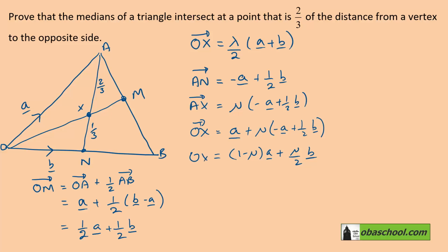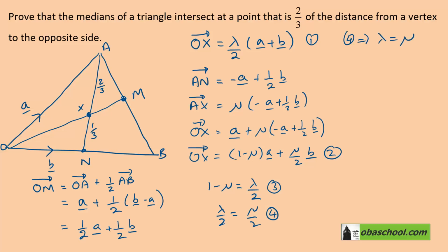Now the point is that both 1 and 2 are OX, so they must be equal. Now if we look at the A's, that tells me 1 minus mu is equal to lambda over 2. Let's call that equation 3. And if we look at the B's, we get lambda over 2 equals mu over 2. Call that 4. And equation 4 tells us that lambda is equal to mu.